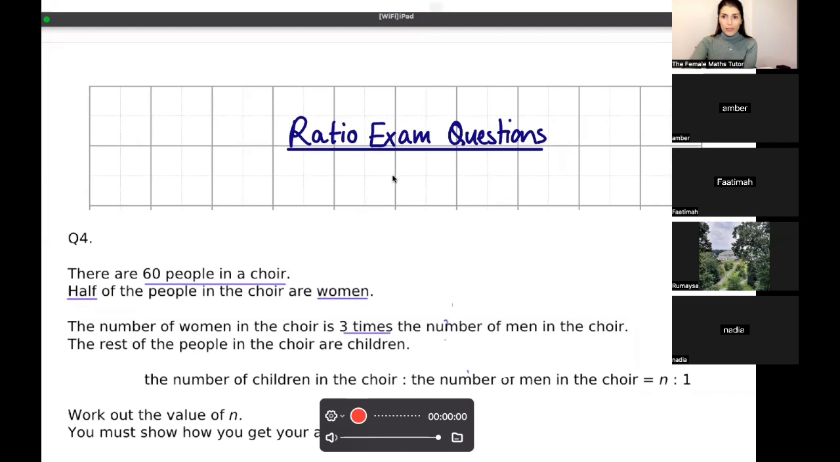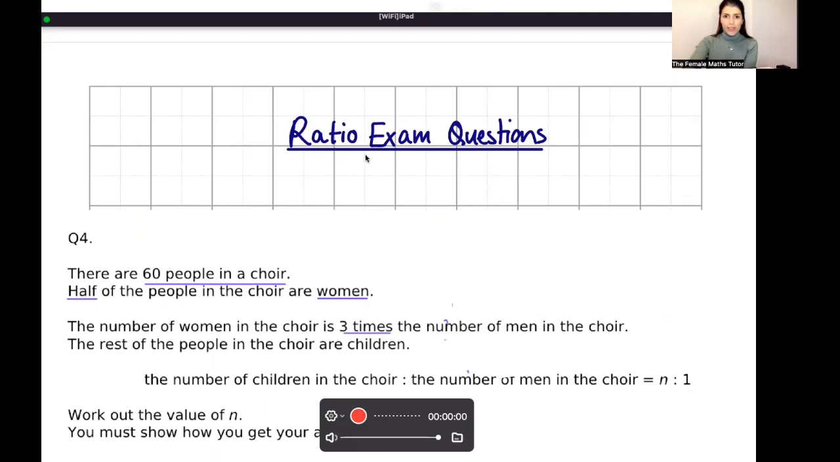I'm just letting a few more people join on. Let me hide. Okay, lovely. So let's get started. I think someone's already written an answer in the chat, which is fantastic.